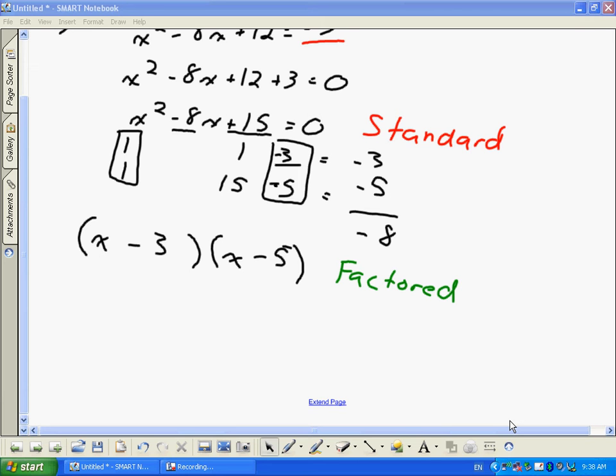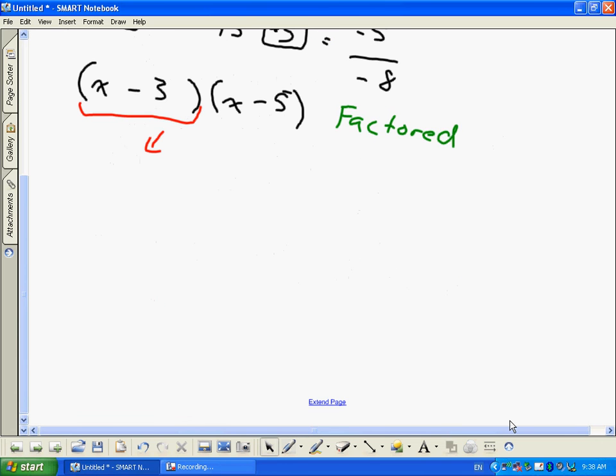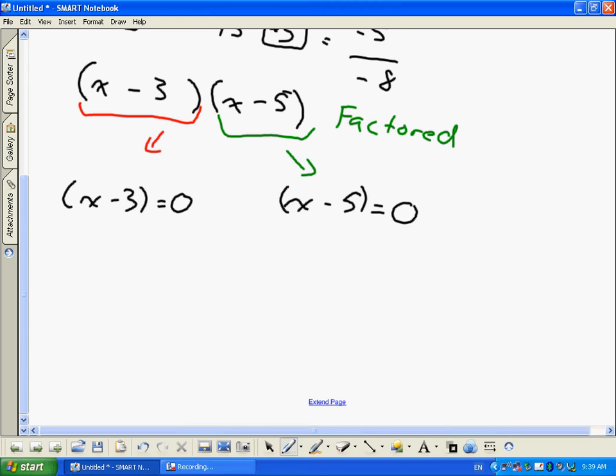I need to set each of these brackets equal to 0. So we're going to set this one to 0: x minus 3 equals 0. And we're going to set this one to 0. So I have two different equations right now. X minus 5 equals 0, and x minus 3 equals 0. I can drop the brackets. When I bring the numbers to the other side, x is 3, and x is 5. Great. So these are my zeros that we were talking about in step 1, or the X-intercepts.